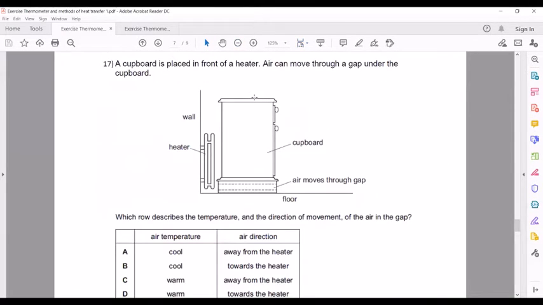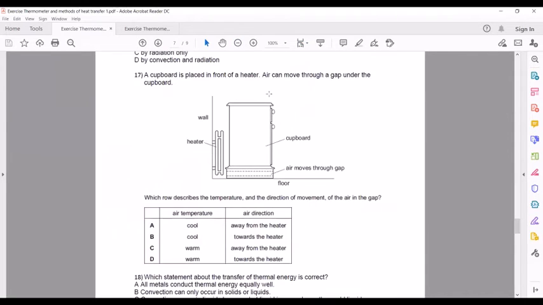A cupboard is placed in front of the heater. The air can move through the gap under the cupboard. So what will happen? The air molecules which are near the heater will absorb energy. As these molecules absorb energy, what will happen to the hot energetic molecules? They will move away from each other. As they move away from each other, the density will decrease. As the density decreases, the hot air will rise.